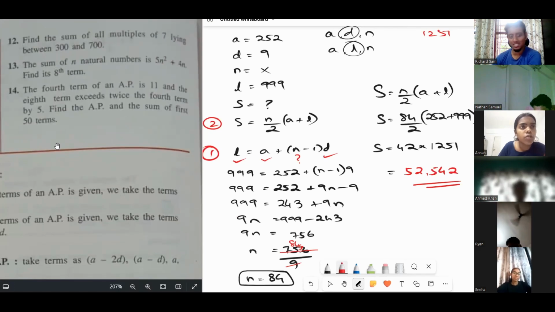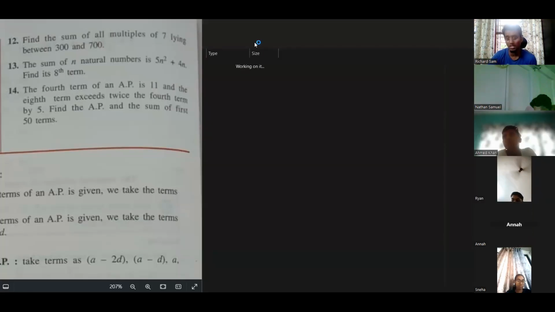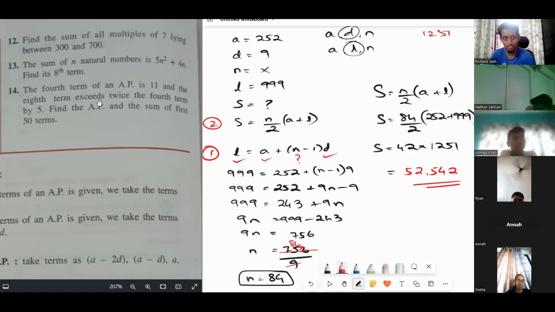The fourth term of an AP is 11, and the 8th term exceeds twice the 4th term by 5. Okay, so it's like problems on linear or problems on quadratic equations. So you have to make equations. Here you get 2 equations, and then you have to simultaneously solve them. Okay, so try it out, everyone. This will be the last question, and then we'll do.